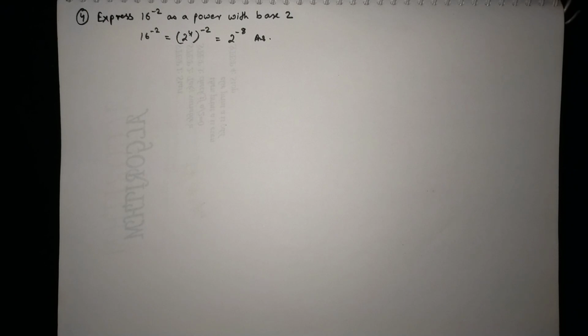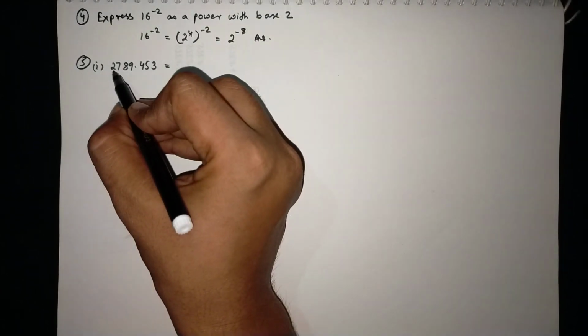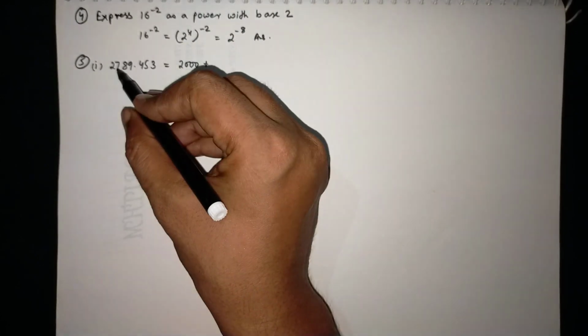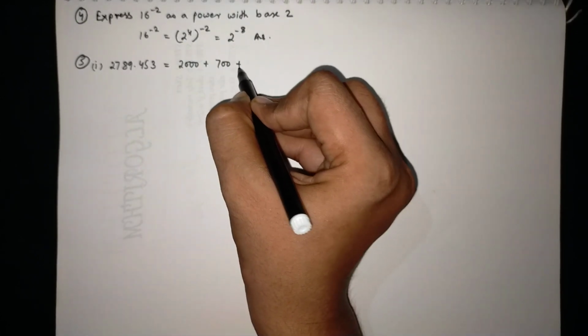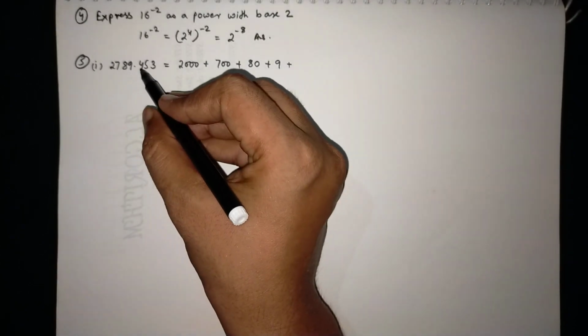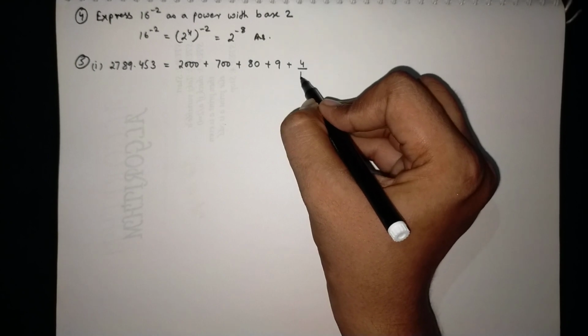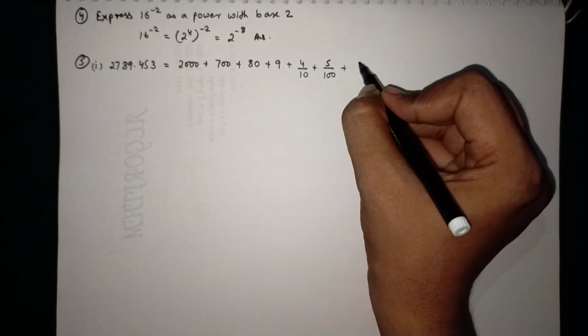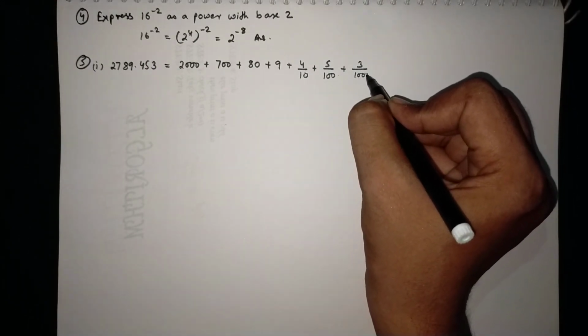Now, let's see question number 5. In question number 5, we have to expand the following using exponents. We are expanding this number using exponents. You all know that this is the thousands place, so this will be 2000 plus this is the hundreds place, so 700 plus 80 plus 9, then plus this is the tenths place, so this will be 4 upon 10 plus 5 upon 100 plus 3 upon 1000.